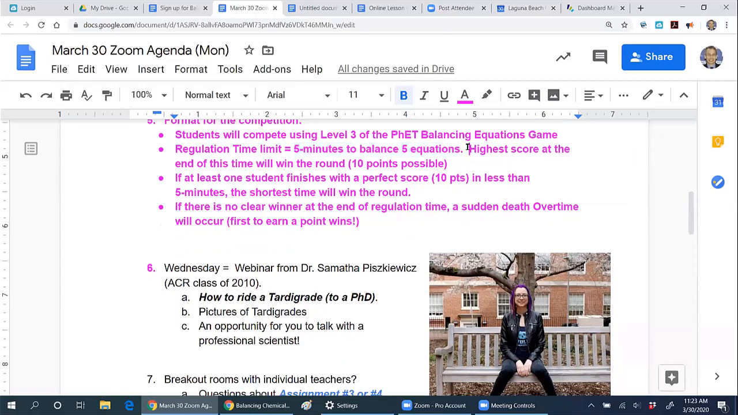If we go the full 5 minutes, the highest score at the end will win the round. So there's 10 points possible. If you got every single one correct, you get 10 points. And so if you got 8 points and the other people only got 6, then you're the winner.